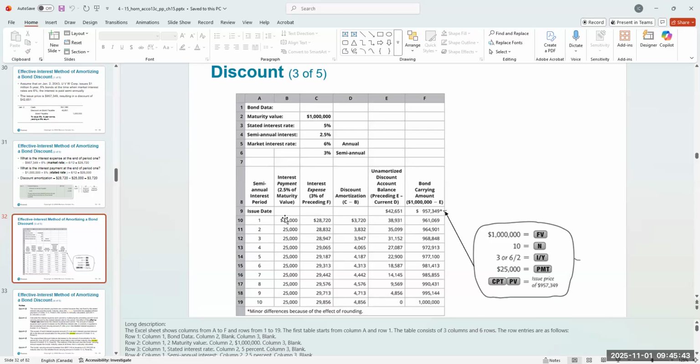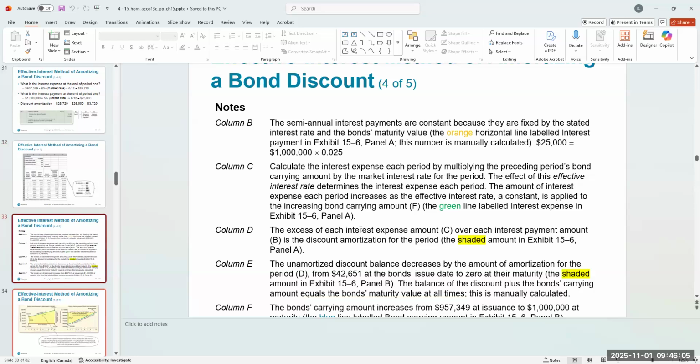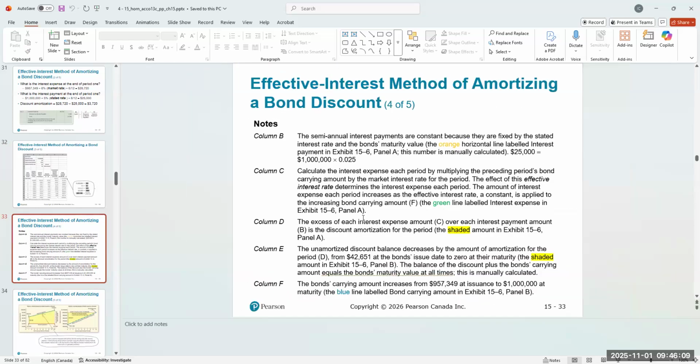The difference between the interest expense and the interest that you actually pay in cash is going to go as an amortization of the discount that you have at the beginning, until you bring the discount down to zero. And the only thing that you're left with is the carrying amount on the bonds payable of $1 million. And here is the explanation of which column, what exactly you're doing.